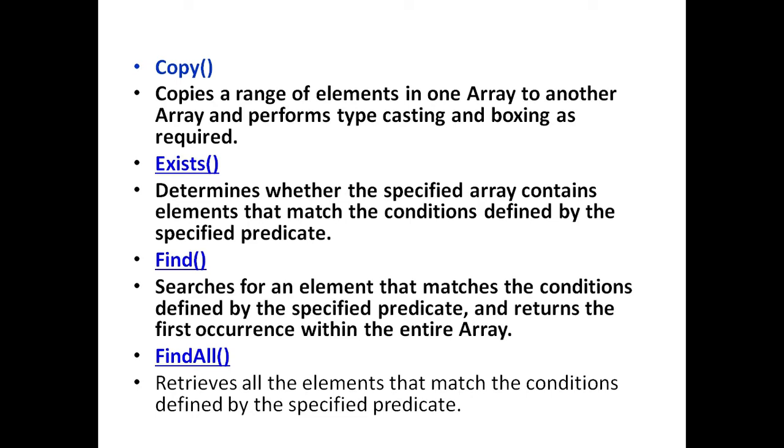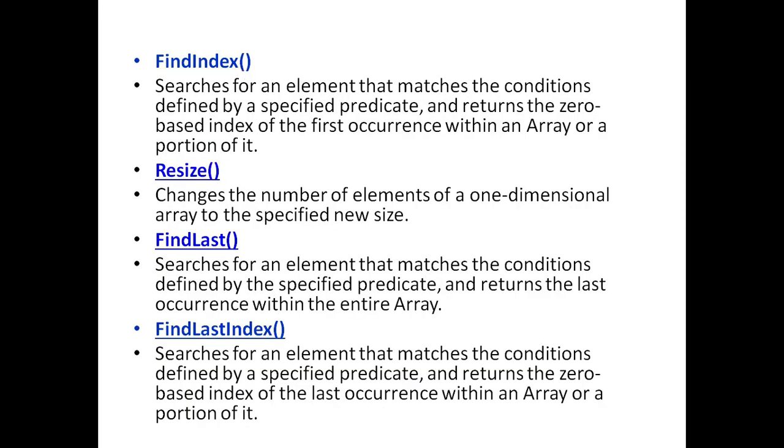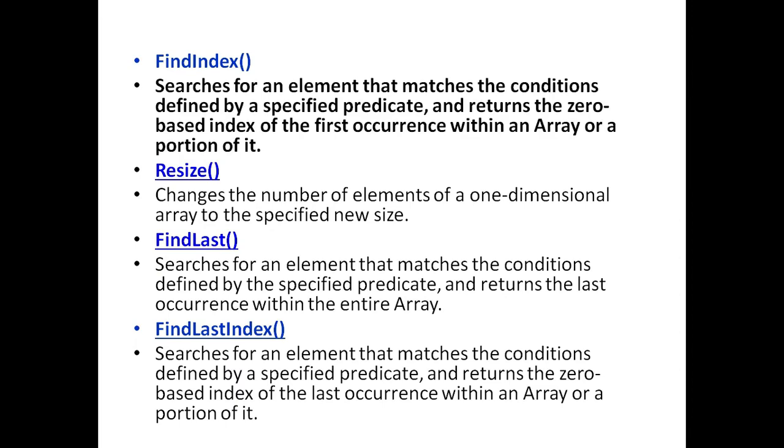Find method searches for an element that matches the conditions defined by the specified predicate and returns the first occurrence within the entire array. FindAll method retrieves all the elements that match the conditions defined by the specified predicate. FindIndex method searches for an element that matches the conditions defined by a specified predicate and returns the zero-based index of the first occurrence within an array or a portion of it.